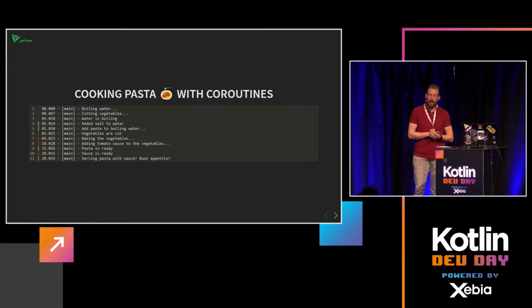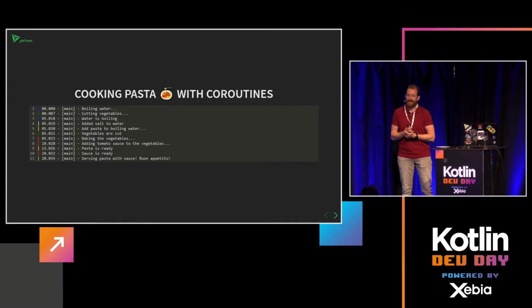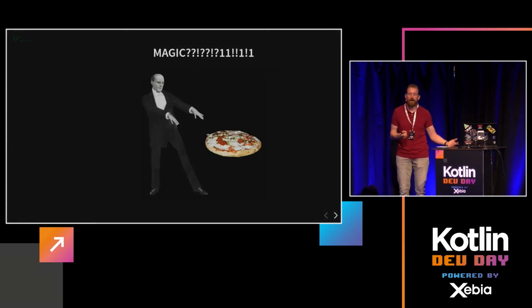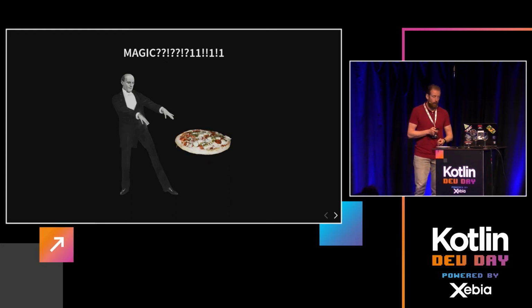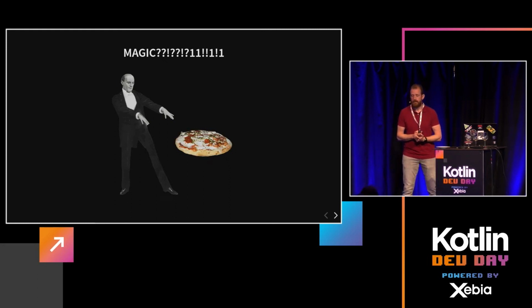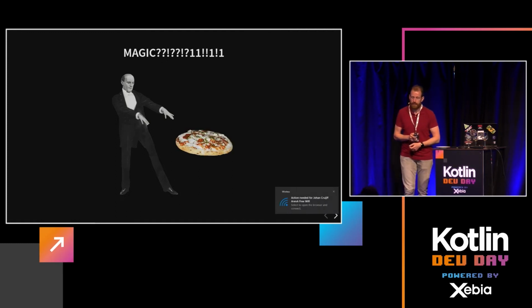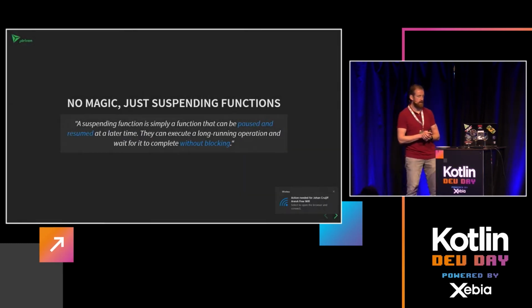Nice, right? But what blew my mind when I started working with coroutines is that it's all running on the main thread. It's single-threaded, but still we're doing multitasking on one thread. Like, what's going on? Is this magic? No, of course not, because we're in IT. Everything appears to be magic at first, but then we read the documentation and then we know that it's not magic. It's just suspending functions.